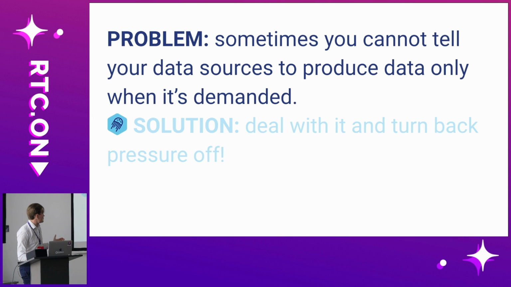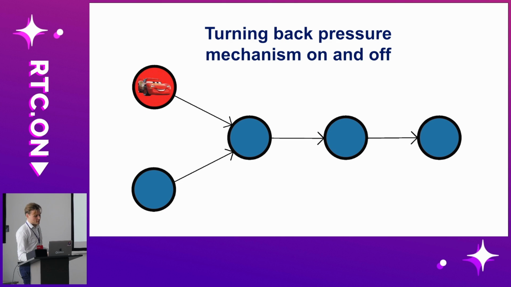And the solution here is to simply deal with it and turn the back pressure mechanism off, because it makes no sense to send these demands. So in Membrane, we have such a mechanism: when all the sources are in push mode, so the ones that we cannot stop, we simply turn off the back pressure mechanism. However, once a source that is capable of receiving these demand messages appears at the beginning of the pipeline, we turn it on. So this is basically what happens under the hood.